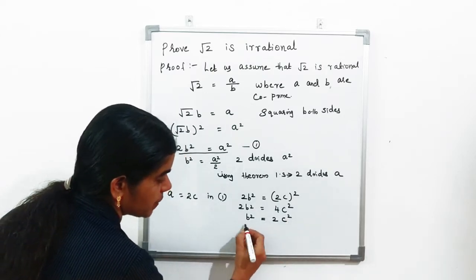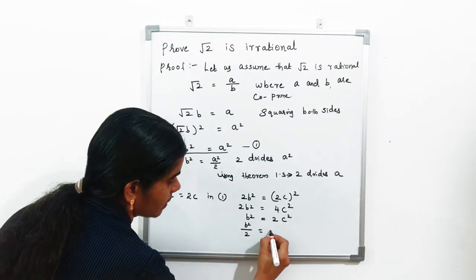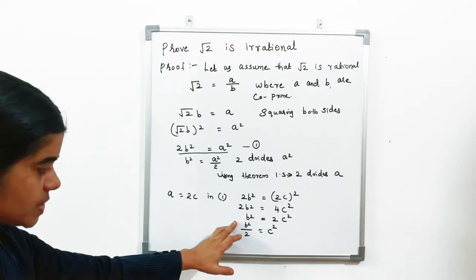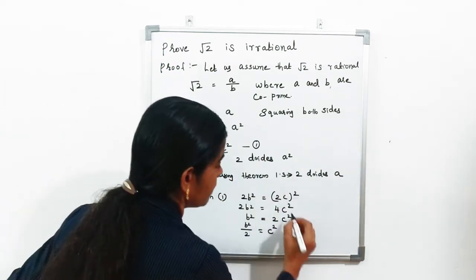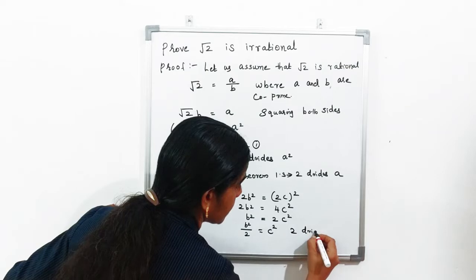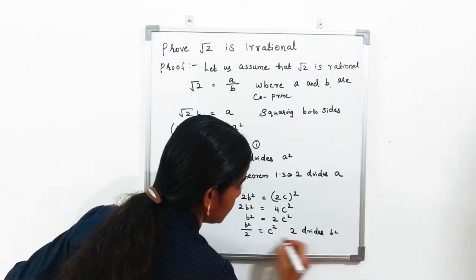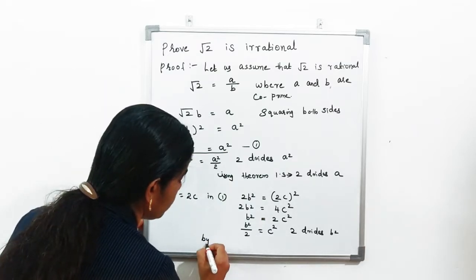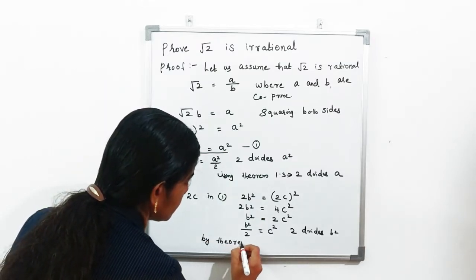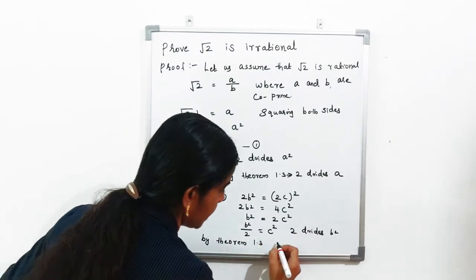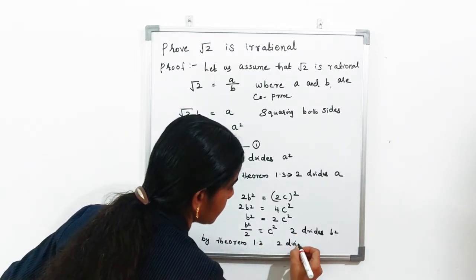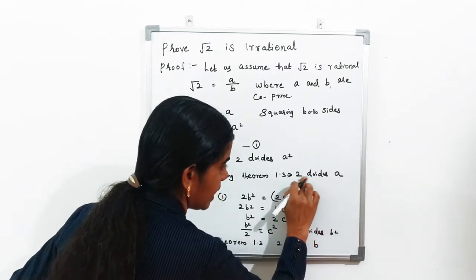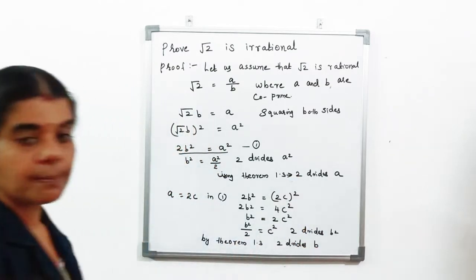And I am taking 2 here. B square by 2 is equal to C square. What does this mean? 2 divides B square. Again in the same way we are writing 2 divides B square, using theorem 1.3, 2 divides B. Here you got 2 divides A. Here you got 2 divides B.